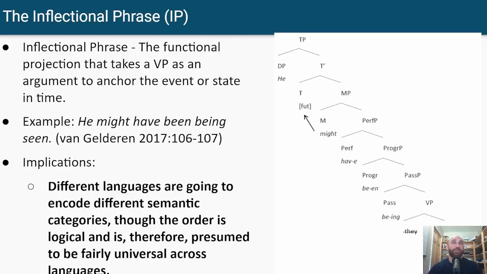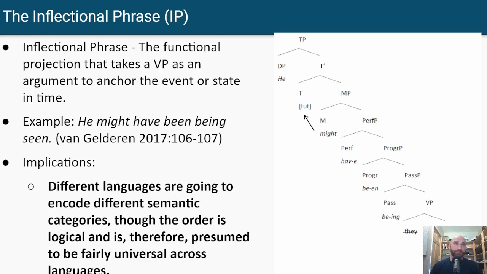The inflectional phrase really, I'm going to say, is equivalent to the tense phrase. Those two terms are often used interchangeably, but the definition we have for it is the functional projection that takes a VP as an argument to anchor the event or state in time. So once we've established the type of event we're dealing with, then we're going to anchor that event in time using all sorts of aspectual markers, tense markers, modal markers, etc.